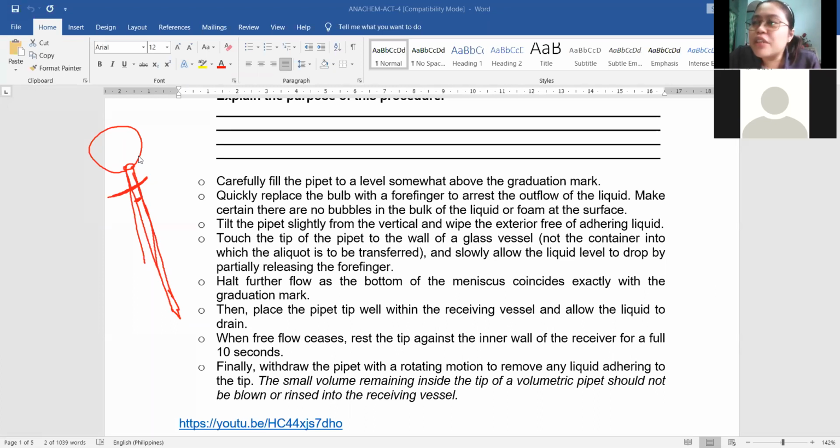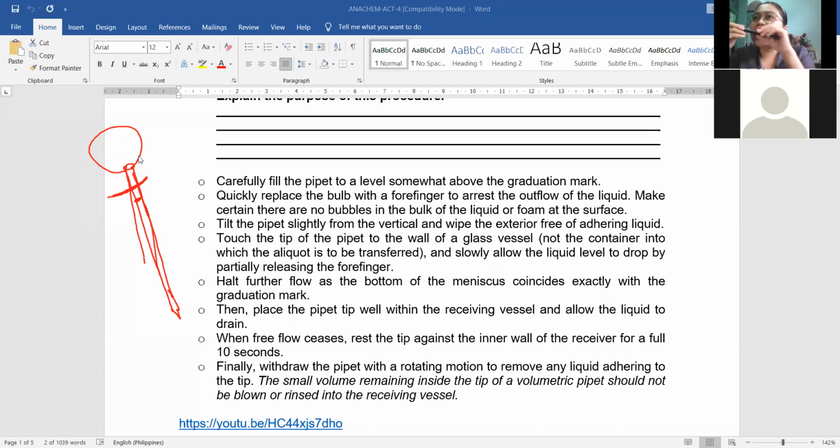So you have to get rid of the bubbles by draining the pipette, okay? But if you drain the pipette, do not return the solution to the original container because it will cause contamination. You have to discard it totally. Kailangan itapon na yon kung i-drain natin yung ating pipette, okay? And then, we have to tilt, if this is the pipette, we have to tilt the pipette slightly from the vertical and swipe the exterior free of adhering liquid.